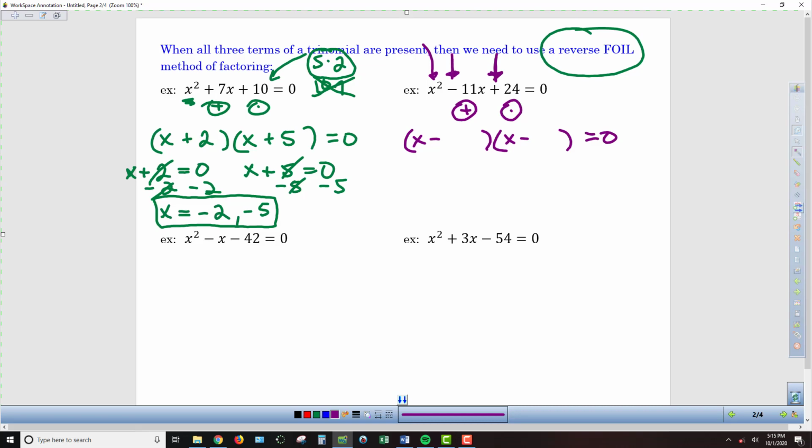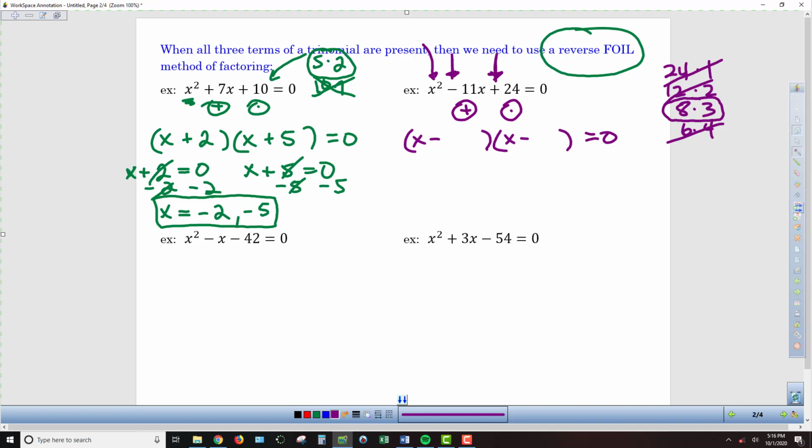So now I need to wade my way through the different ways that I can multiply to make 24. So I've got 24 times 1, I've got 12 times 2, I've got 8 times 3, and then I've got 6 times 4. So I have 4 options here. So now I'm looking for the option that will add to make 11. And so hopefully we can see that 8 plus 3 is going to be that option for us, so we can wipe out the rest of those.